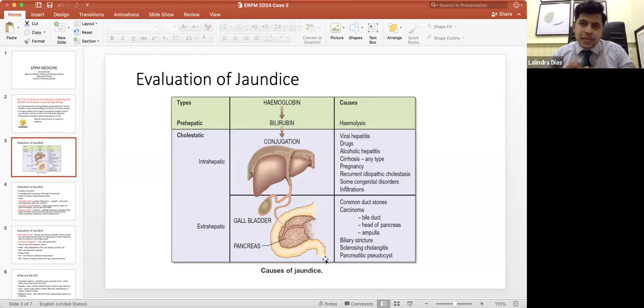So they complain of pale colored stools but dark colored urine. Also, these water-soluble bilirubin get deposited just beneath the skin, and therefore that causes pruritus, itching, right? So those are the classical symptoms.